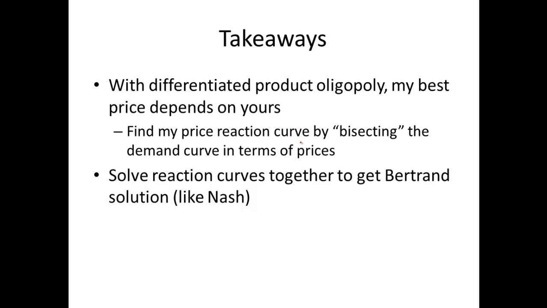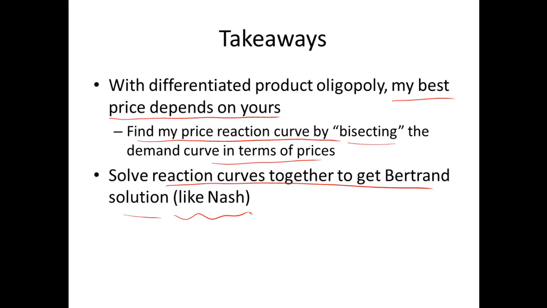All right, let's use this juncture for taking stock. What are the takeaways thus far? The first thing is that with differentiated products oligopoly, and in our instance it's literally been duopoly, my best price depends on yours. This is a world of strategic interaction with large players, so what you do affects what's good for me, which means we're intertwined in this strategic sense. A second point, more tactical about solving problems: I find my price reaction curve by bisecting the demand curve when written in terms of prices. And then we find the equilibrium by solving the reaction curves together to get the Bertrand solution. It's very analogous to how we did the Nash-Cournot equilibrium in quantities.